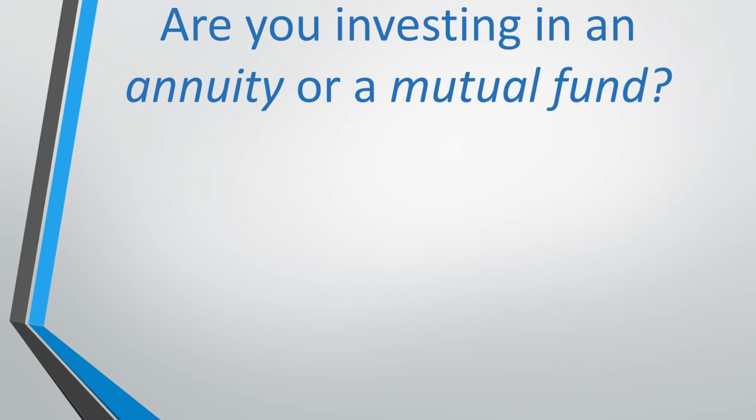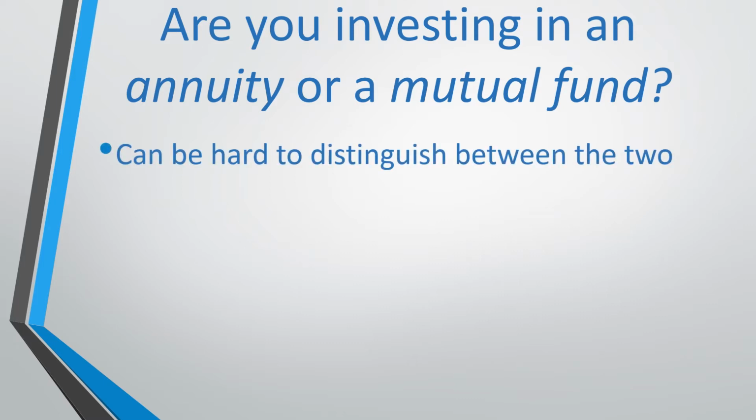Are you investing in an annuity or a mutual fund? It can be very hard to distinguish between the two. They look very similar. I can't tell you how many times I've had a client say they're investing in mutual funds within their 403b, only to discover that they are in fact investing in an annuity. And while you may have exposure to something that looks like a mutual fund, for example, it might say Vanguard S&P 500, that may in fact not be a mutual fund, but instead be an annuity subaccount. And that might sound like splitting hairs, but there is a big difference between the two.